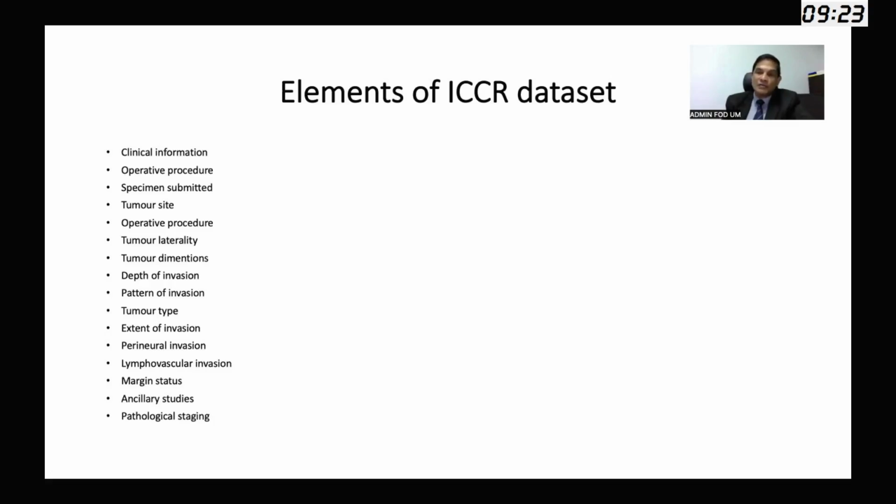We know there are about 8-9 different subtypes of squamous cell carcinoma. So what type that is has a prognostic value, ranging from verrucous to basaloid squamous cell carcinoma. Then the neural invasion, lymphovascular invasion, margin status, ancillary studies, whether immunohistochemistry and those things are there, and molecular studies. That's not a core element in some data sets. And the pathological staging.